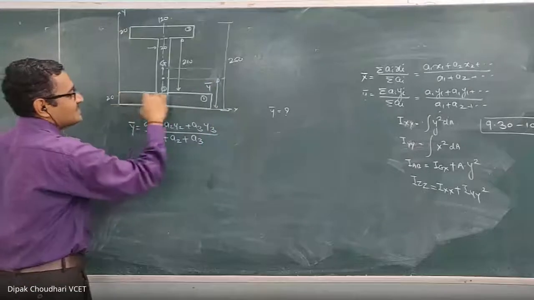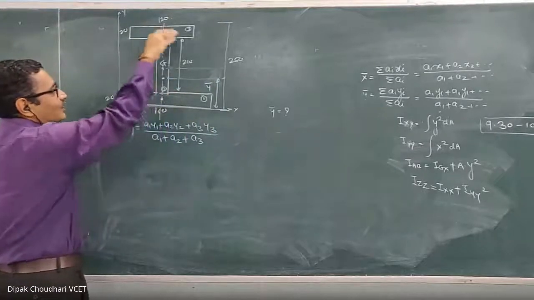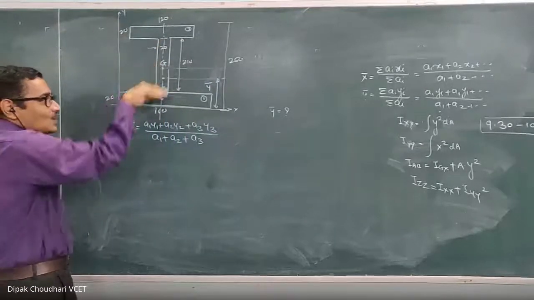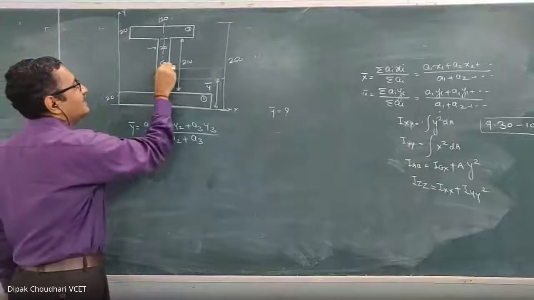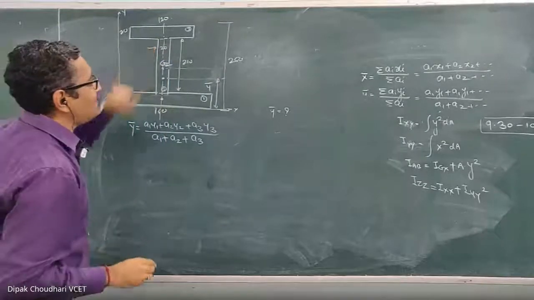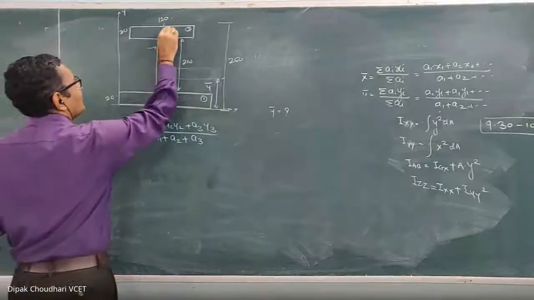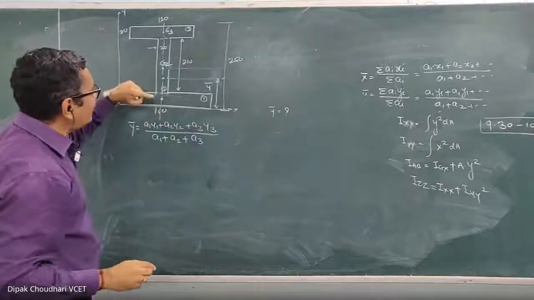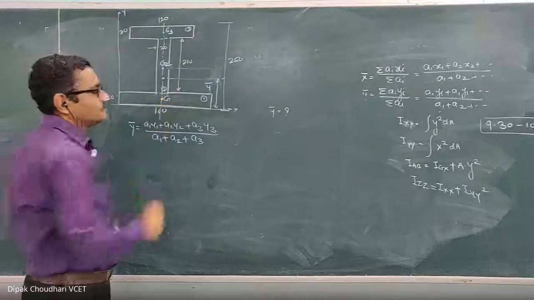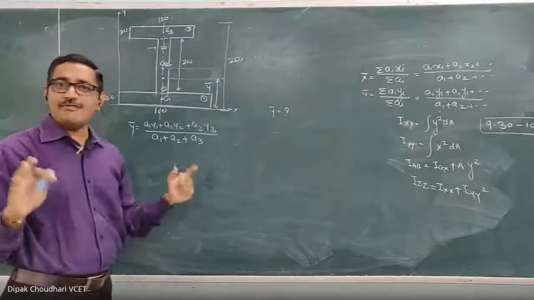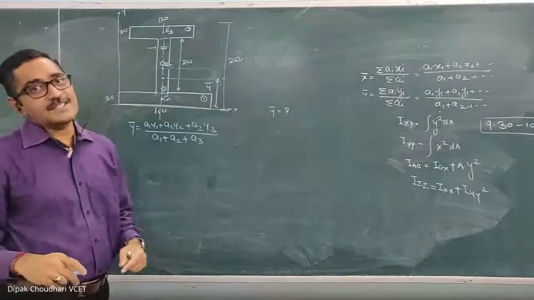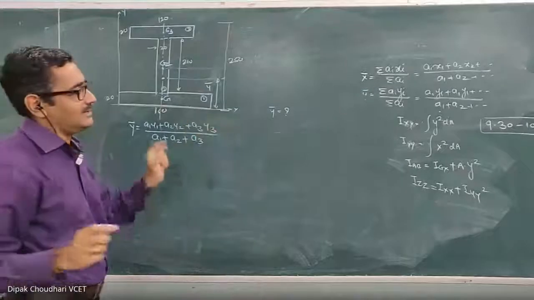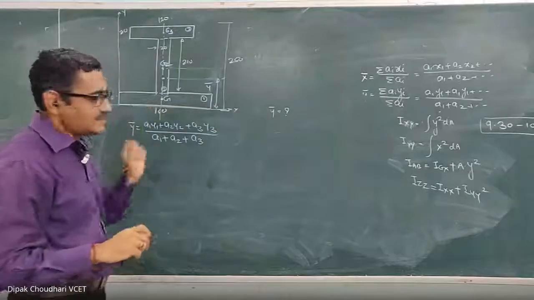Since this flange has the bigger area, the centroid of the total lamina is closer to that. Let this be G2, the centroid of the second part, and this be G3, the centroid of the third part. And y1, y2, y3 are the y coordinates of G1, G2 and G3. The same procedure we followed in first year, but there we tabulated the result. Here, instead of tabulating, we are going to write it directly.